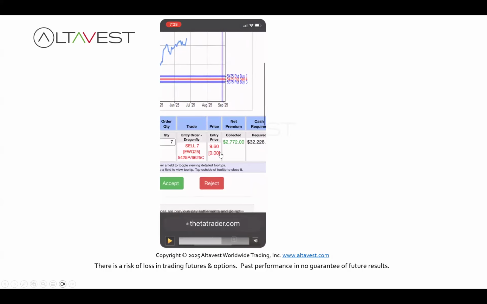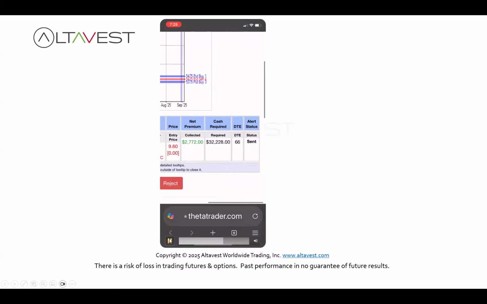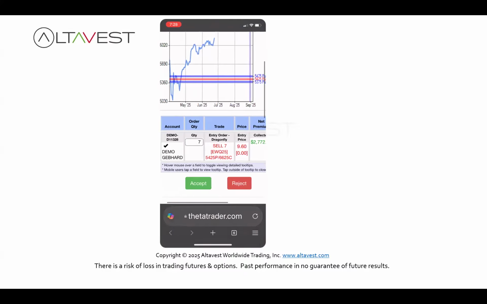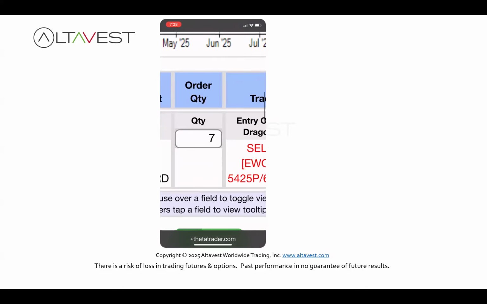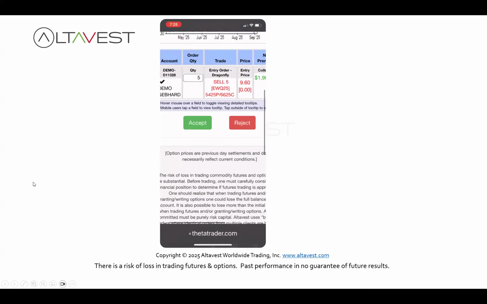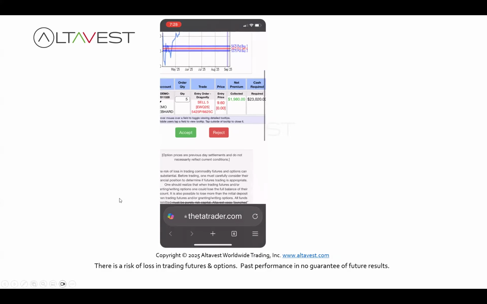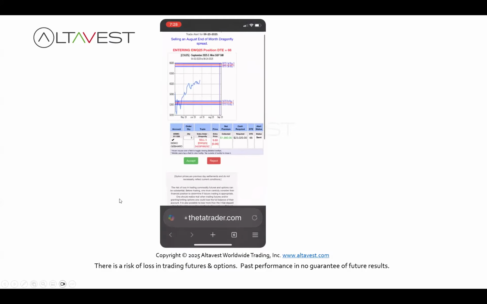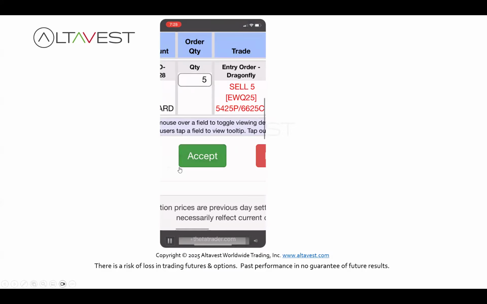And you can see the premium being collected, the cash required. You can change the quantity if you want. You could lower it if you would like. Cannot increase it. And if you like what you see and want to accept it, you just touch accept, and the order is submitted for you. It's just that simple.